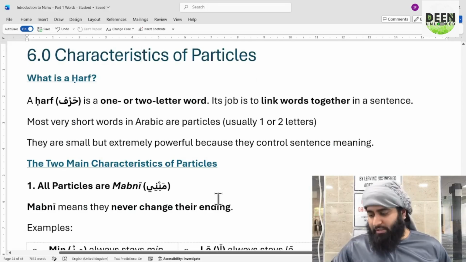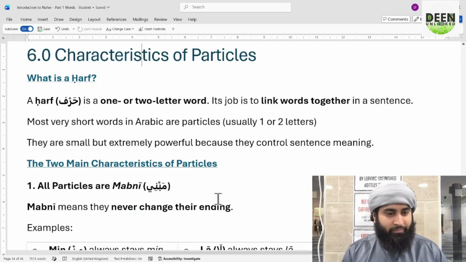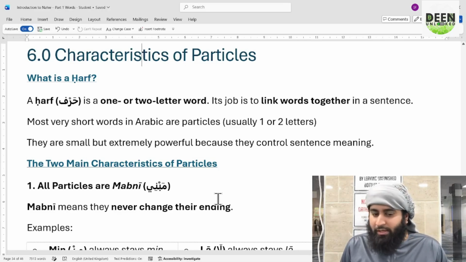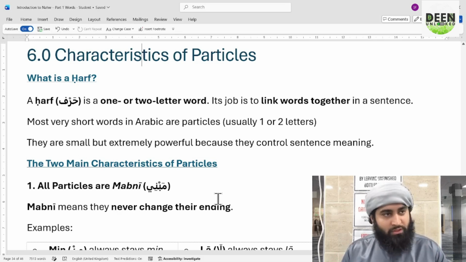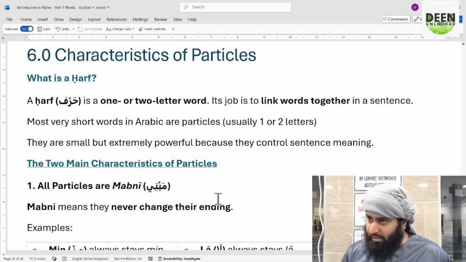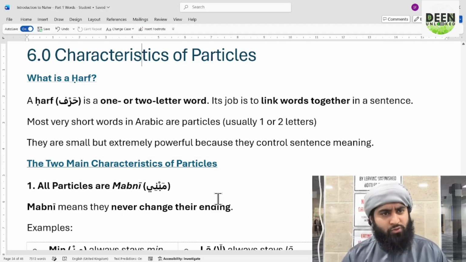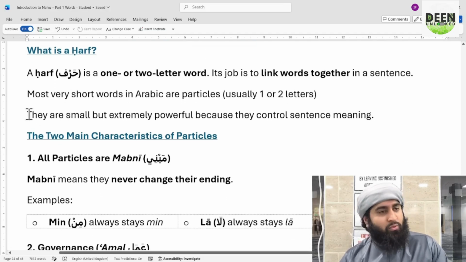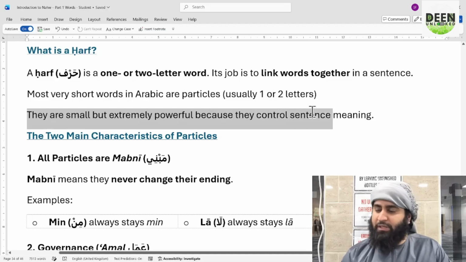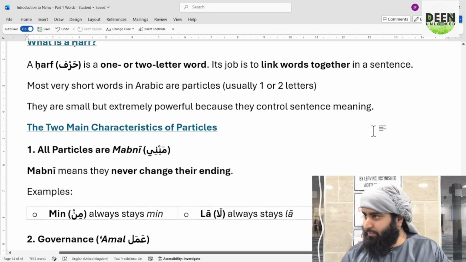Now, what is a particle? So what is a harf? Harf is a one or two lettered word, and its job is to link the words together in a sentence. That's all its job is. Most very short words in Arabic are particles. Lam, you've covered this. Lan, an, fi, ala, all these are particles, two letter words. Now they are small but extremely powerful because they control the meaning.